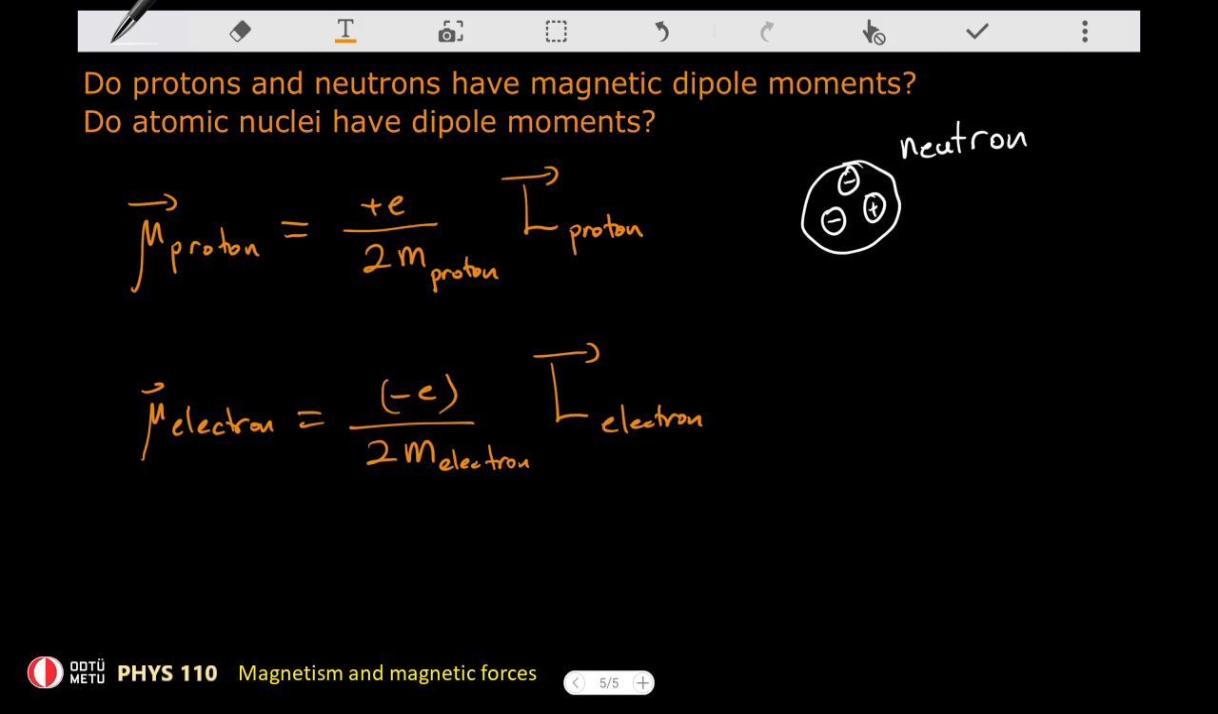It's charge neutral, but it's formed from charged particles, and since these charged particles have their motion inside the neutron and they also have spin, the neutron also has a spin angular momentum, and as a result it also has a magnetic dipole moment. And if I remember correctly, the magnetic dipole moment was opposite to the spin angular momentum of the neutron. For the case of the proton, of course, the angular momentum here is actually spin, not the orbital angular momentum, but they are in the same direction.